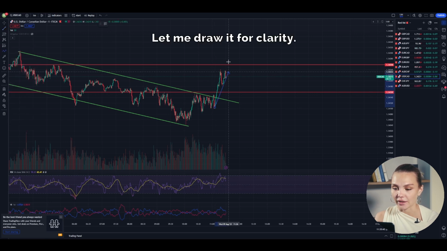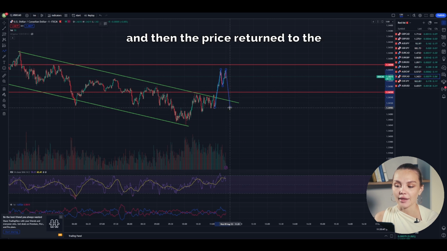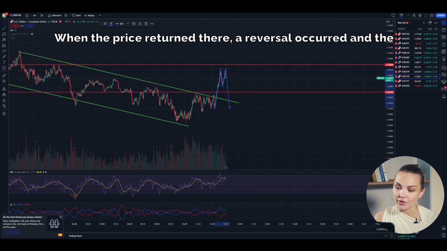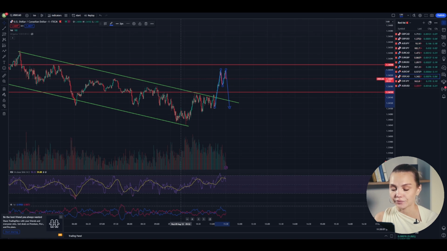Let me draw it for clarity. As we can see, there was an initial rise followed by a drop, and then the price returned to the previous high. When the price returned there, a reversal occurred and the price started to fall. Therefore, we expect further decline.